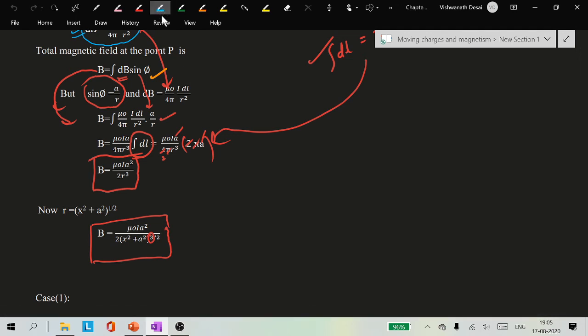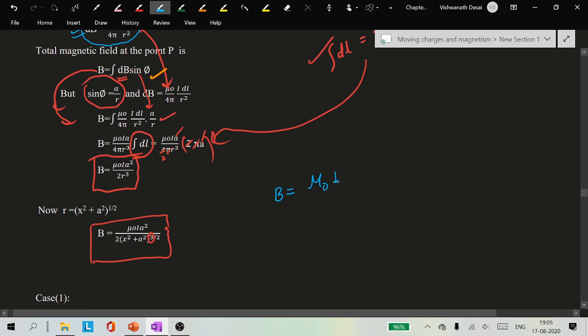So I will write it once again properly. The magnetic field at a point P along the axis of a circular current carrying coil is equal to mu naught I a square divided by 2 times x square plus a square to the power 3 divided by 2.